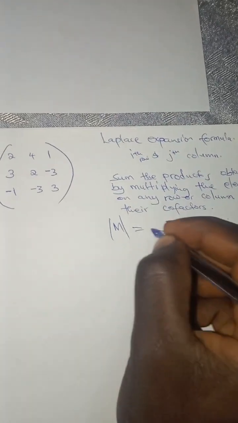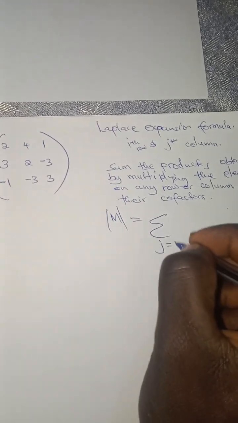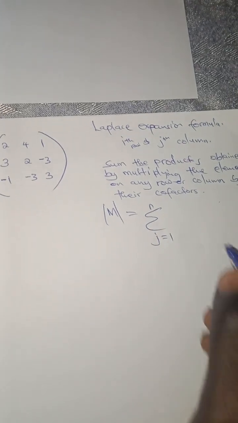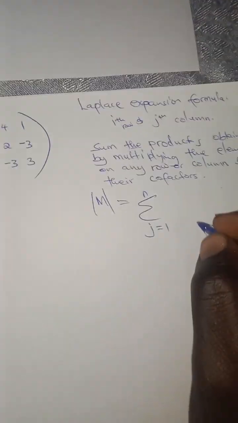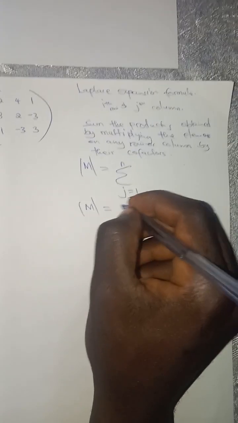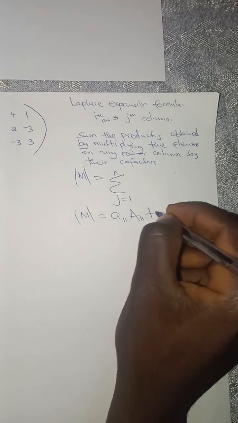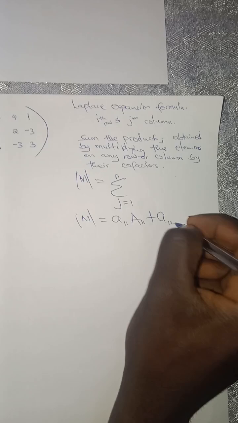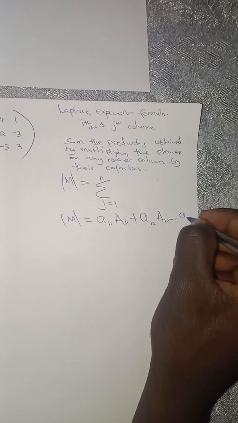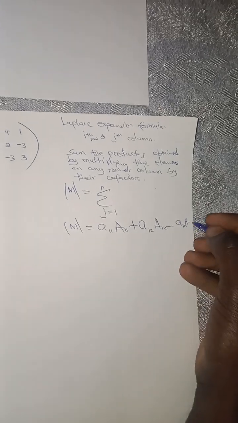matrix M equals the summation from j equals 1 to n. That is, for example, we can have matrix M equals A11, we add A12, and so on to A1n.